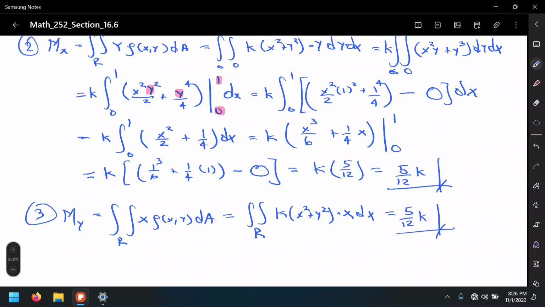Okay, so we've got everything we need now. We have the two moments in the x direction and the y direction, and we have the total mass. That's all the information we need to find the centroid of this square region with variable density, by the way.